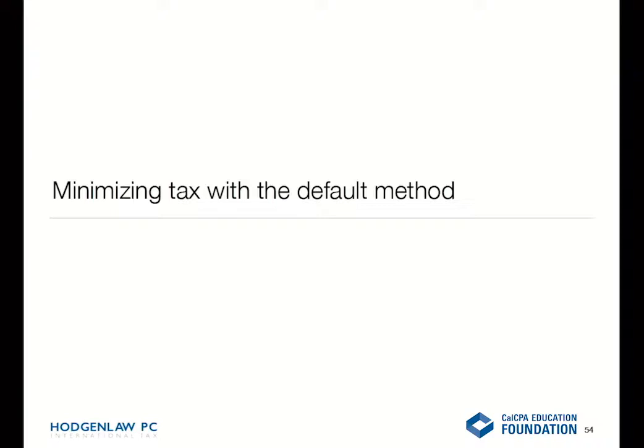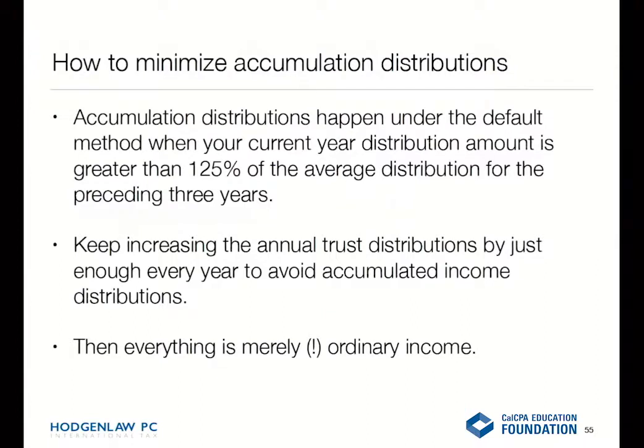If you use the actual method, in this situation, it could potentially be even worse because you might end up with an even higher percentage of the distributions being classified as accumulation distributions because you have a ton of accumulated income. So people who are in this situation are going to want to know how can they minimize the tax because they're going to be facing some overall very high tax rates on these distributions. So how can we minimize the accumulation distributions?